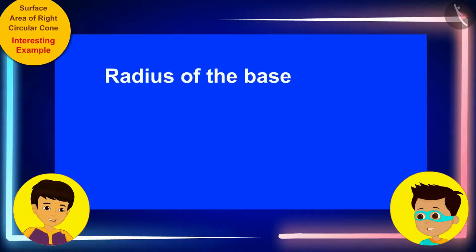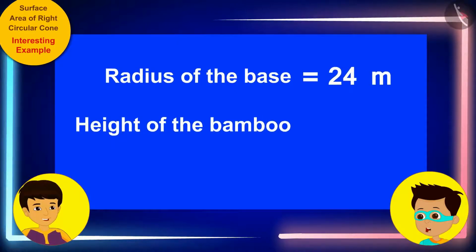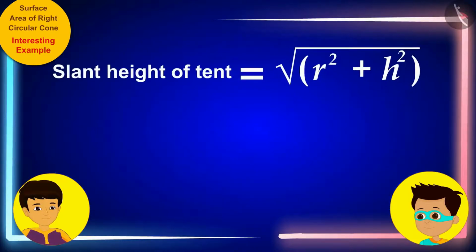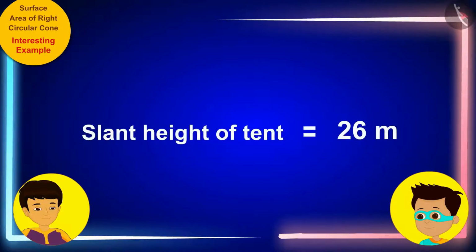The radius of the base of the tent is 24 meters and its height is 10 meters. Okay, let me quickly solve this problem by writing these values in this formula instead of r and h respectively. Look, Thomas, the oblique or slant height of the tent is 26 meters.